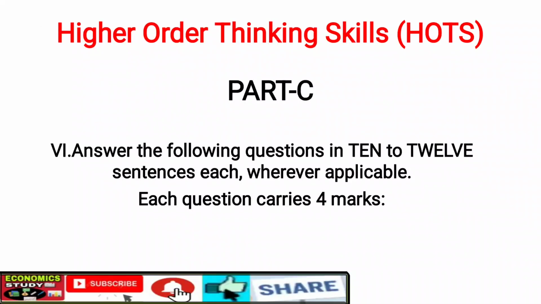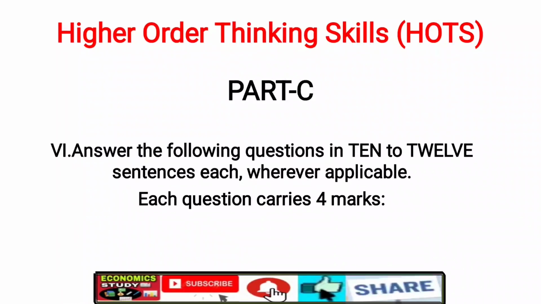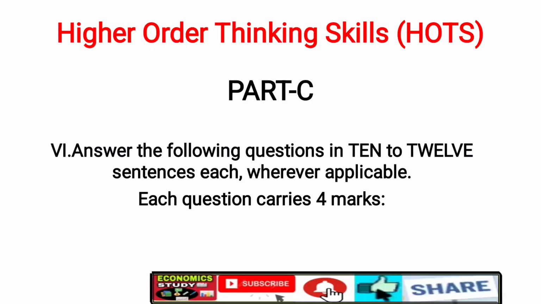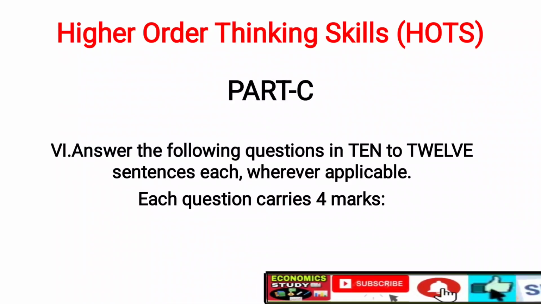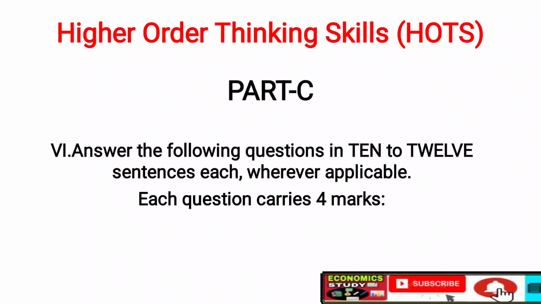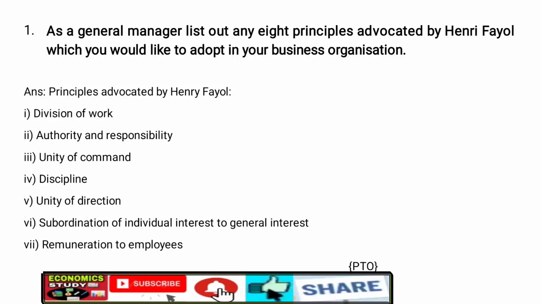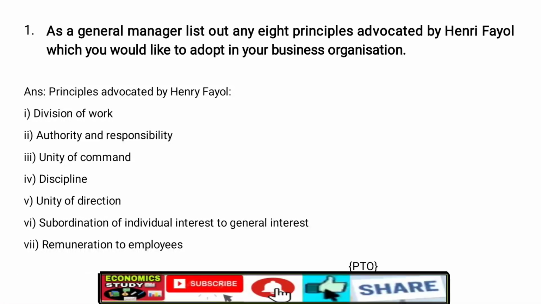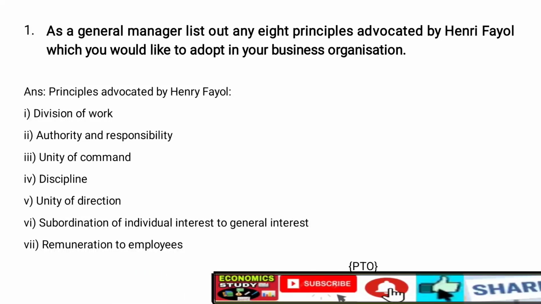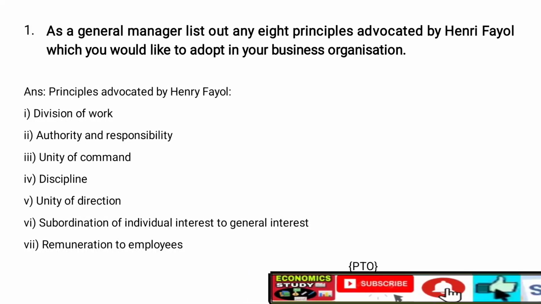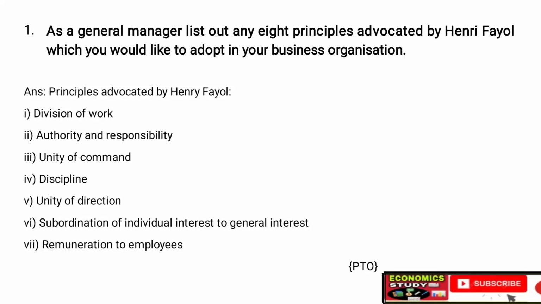Next, higher order thinking skill questions. Under that, part C questions, 4 marks questions. Answer the following questions in 10 or 12 sentences each. Each question carries 4 marks. Question number 1. As a general manager, list out any 8 principles advocated by Henri Fayol which you would like to adopt in your business organization. Answer: principles advocated by Henri Fayol.